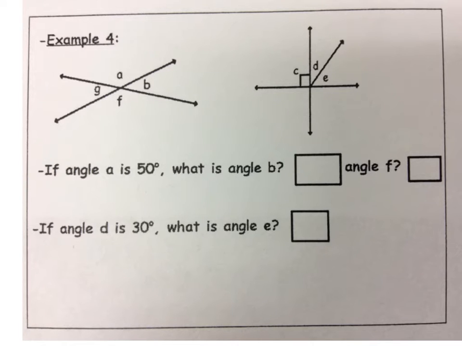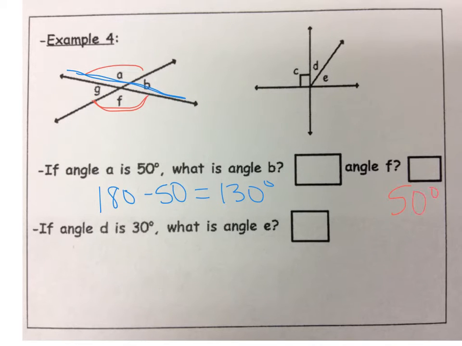In this example, we want to know if angle A is 50 degrees, what is angle B? Well, we see that angles A and B are on a straight line, so that means they're supplementary. So 180 minus 50 means that B would be 130 degrees. Now, angle F we see is vertical to A, so it's going to have the exact same measure. Angle F is going to be 50 degrees because they're congruent.